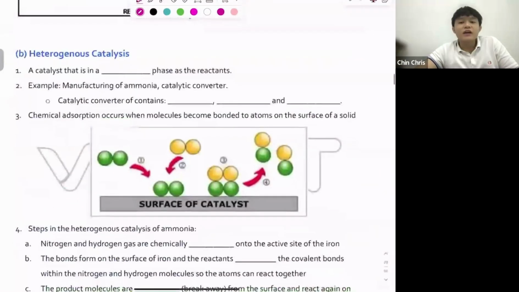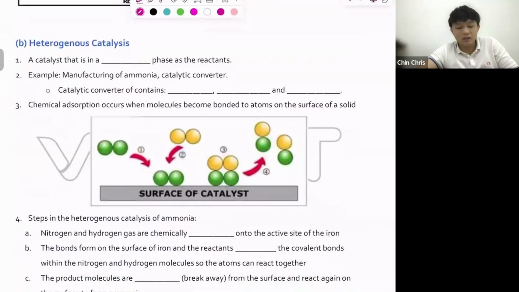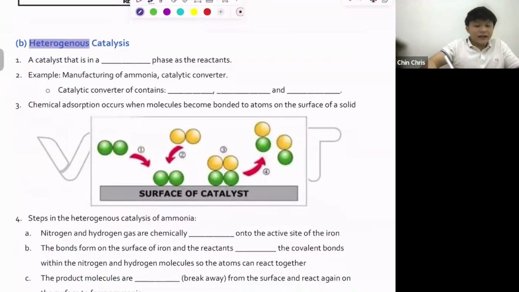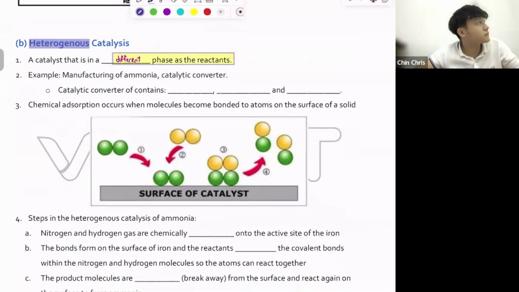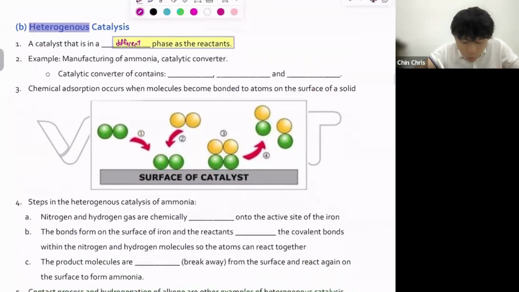Now, okay, so we are done with homo. Let's look at hetero. So guys, for hetero, it's when the catalyst is in a different phase. A good example is the catalytic converter. What do we have? We have platinum, we have rhodium, we also have palladium.